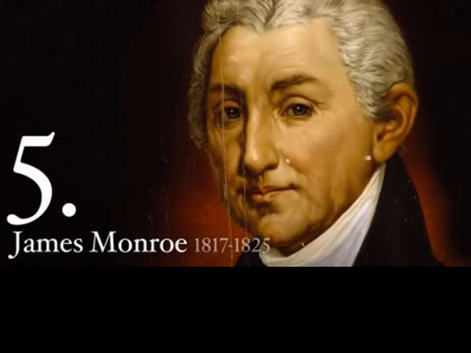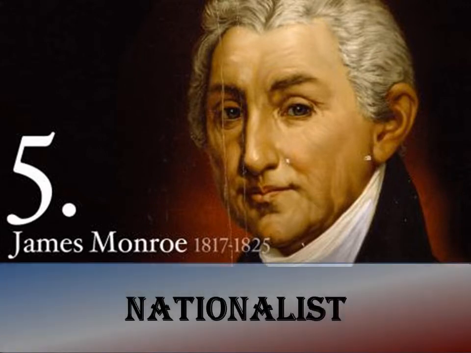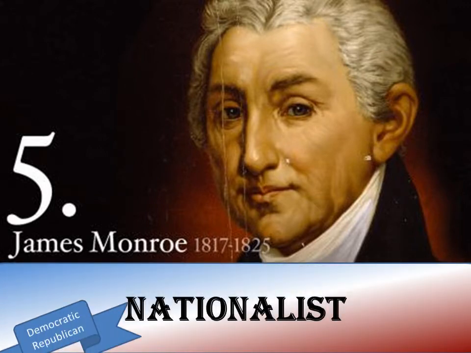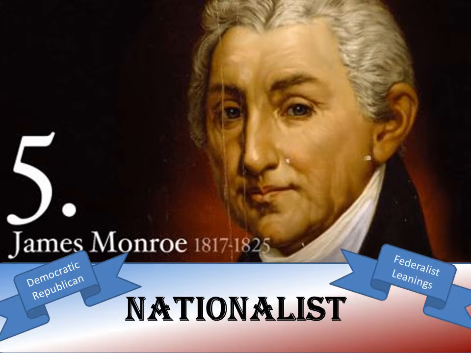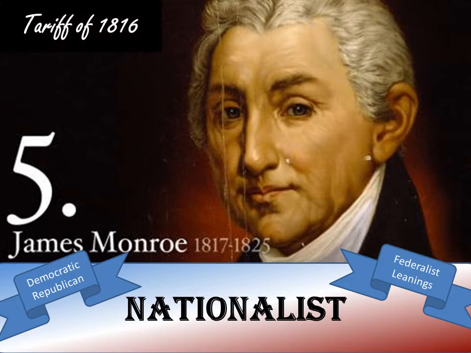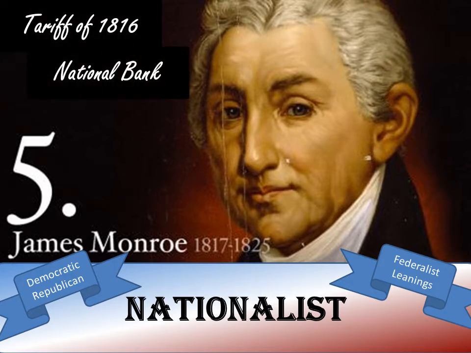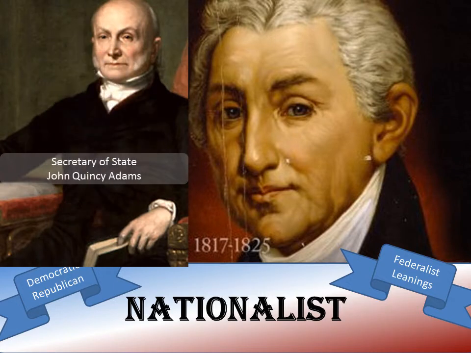America's fifth president, James Monroe, was a nationalist. Although he was a Democratic Republican, the wave of post-war nationalism influenced many of his policies to have a more federalist leaning. These policies included the creation of a protective tariff and reviving the national bank in 1816. Nationalism also shaped Monroe's foreign policy, as he worked with Secretary of State John Adams to make a series of international treaties to solidify U.S. borders and U.S. presence throughout North America.